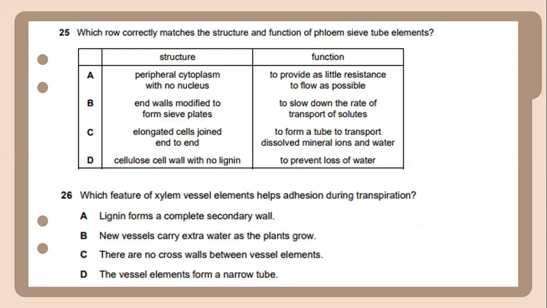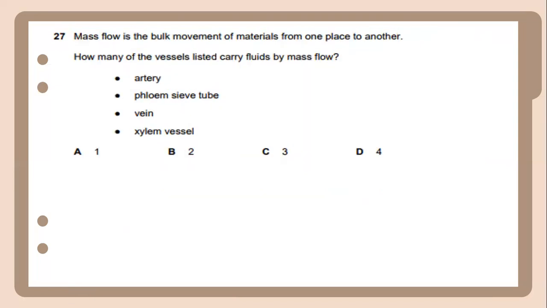25th, which row correctly matches the structure and function of a phloem sieve tube element? The answer for this is B. For the structure, an end wall is modified to form sieve plates, and for the function, it is to slow down the rate of transport of solutes. Which features of xylem vessel element help adhesion during transpiration? So, lignin forms a complete secondary wall. The answer will be A.